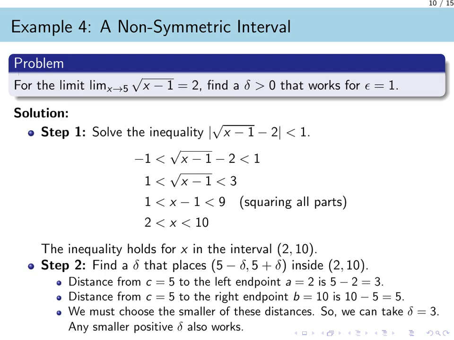Our next step is to find a delta that places an interval centered at c equals 5 entirely inside this safe zone. The distance from our center 5 to the left endpoint 2 is 3, while the distance to the right endpoint 10 is 5. To ensure our delta interval remains within the bounds, we must choose the smaller of these two distances. Therefore, any positive delta less than or equal to 3 will work.